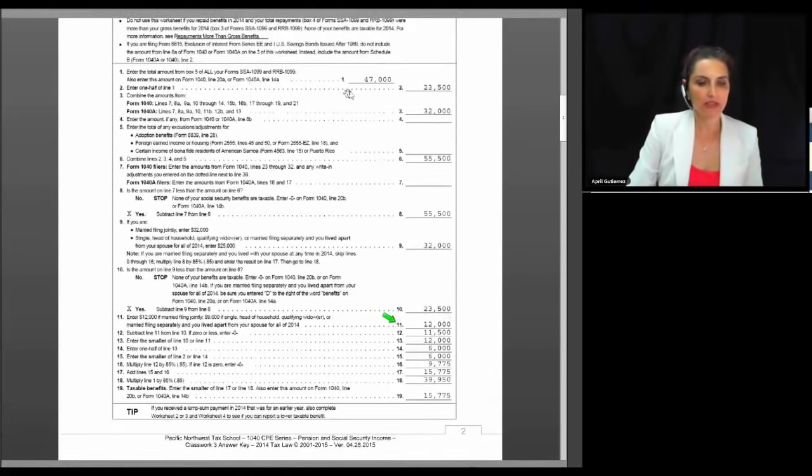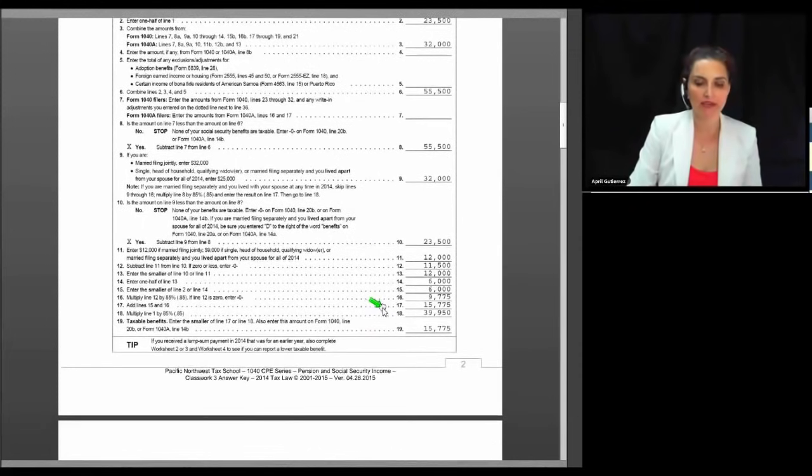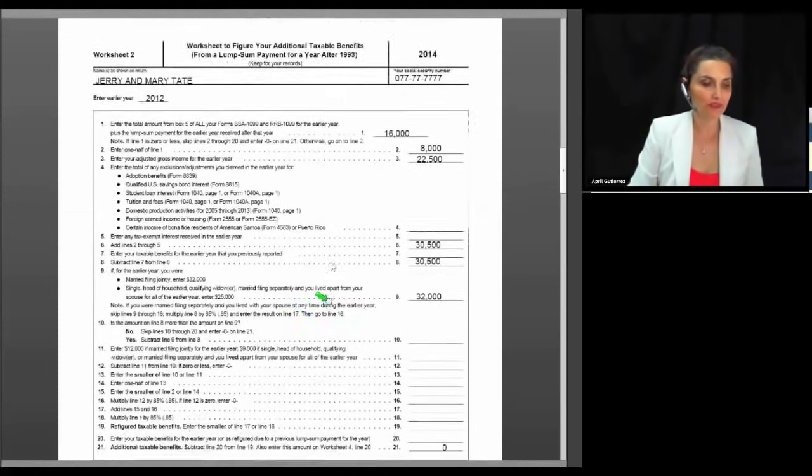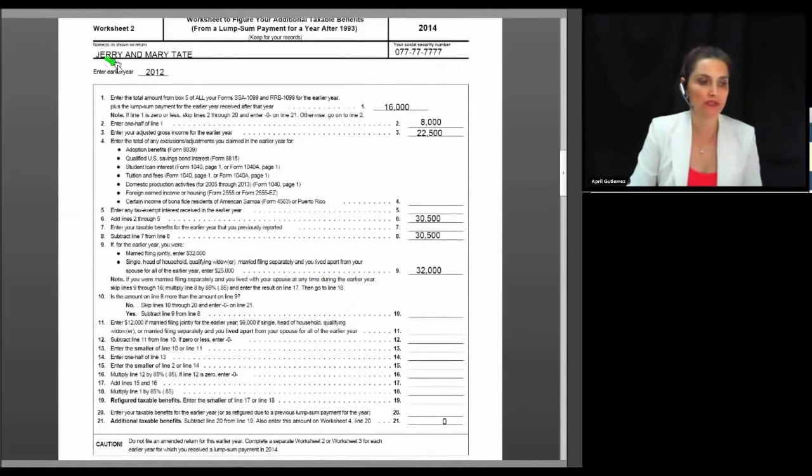The next step is to go all the way back up to the top and multiply the gross benefits by 85%. When we do that, we get $39,950. And that means that the taxable part of the benefits received, the most amount that has to be included in income, is going to be $15,775. But what we're going to do is, through worksheets 2 and 4, figure out if we can make the taxable amount of Social Security benefits a smaller number. Do you think we can? And of course, I've written an assignment that will precisely do that. Yes, we can. So we're going to move over to worksheet number 2 for 2012.